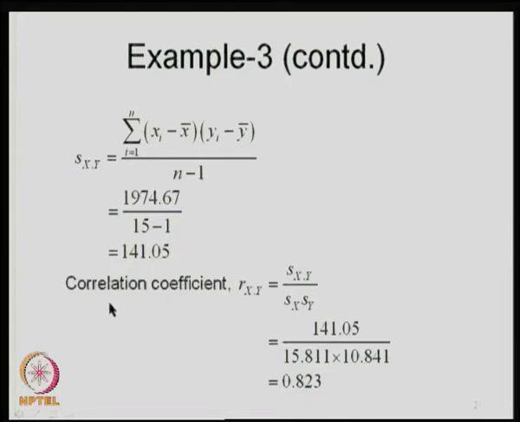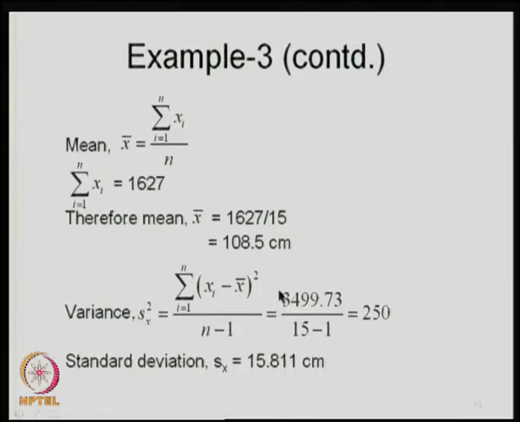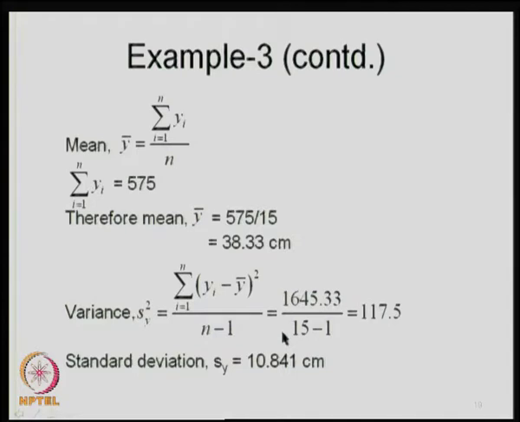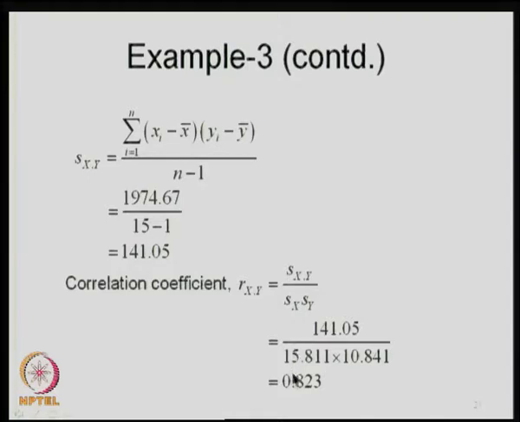Then from this you estimate the correlation coefficient as S x y by S x into S y. So, S x y is 141.05 and S x, which is the standard deviation of x, which we have calculated here as 15.811, and similarly standard deviation of y is 10.841. So, we use those values and get the correlation coefficient as 0.823, which is quite a high correlation coefficient, indicating that there is a good linear dependence of runoff on the associated rainfall.